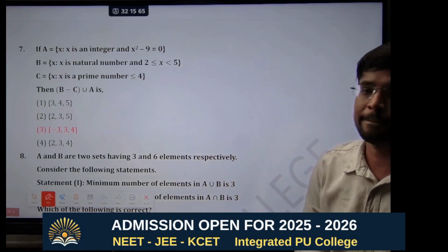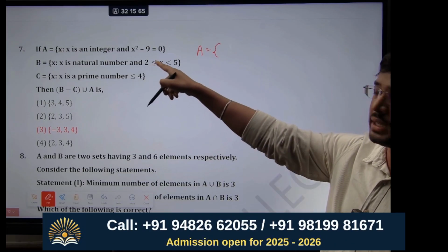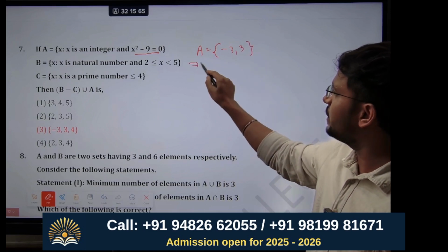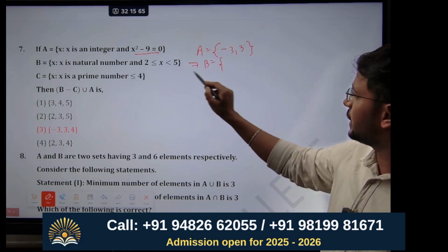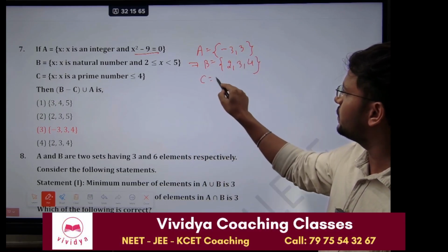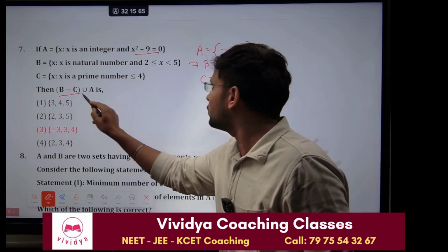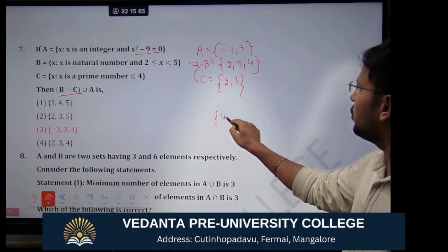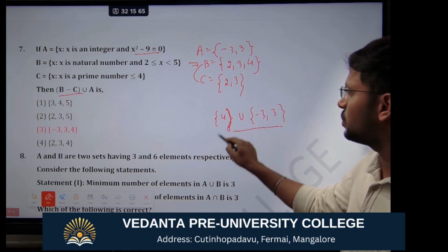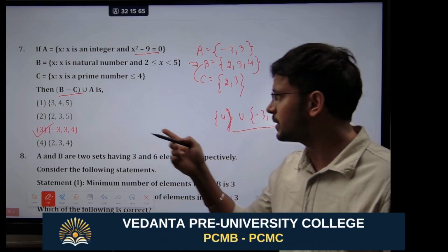Now see this question. For this question, what is given? Set A. Set A has the values of x integer, and that will come from this. So if you solve this, it will come -3 and 3. For set B, the natural numbers greater than or equal to 2, so 2, 3 and 4. And set C is a prime number which is less than or equal to 4, so 2 and 3. Now what do we have to find? B minus C. What is B minus C? B minus C will be 4, union A. So if you take the union, what is the option? Option number 3, the union of all that. So for question number 7, option is 3.